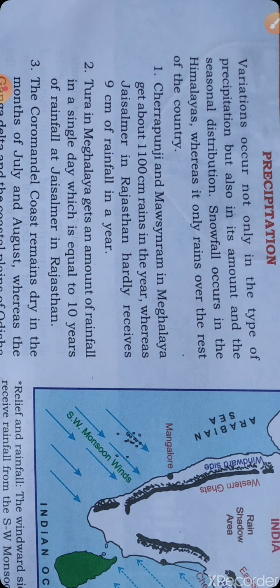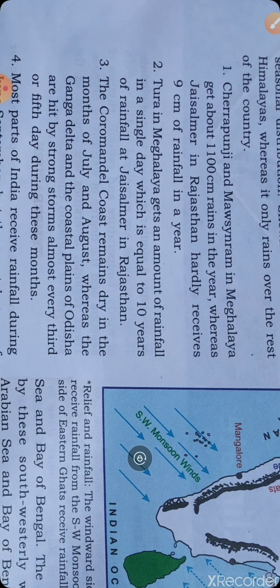Cherrapunji and Mawsynram in Meghalaya get about 1100 centimeters of rain in a year, whereas Jaisalmer in Rajasthan hardly receives 9 centimeters of rainfall in a year. Tura in Meghalaya gets an amount of rainfall in a single day which is equal to 10 years of rainfall in Jaisalmer in Rajasthan. So see the variation, see the changes.